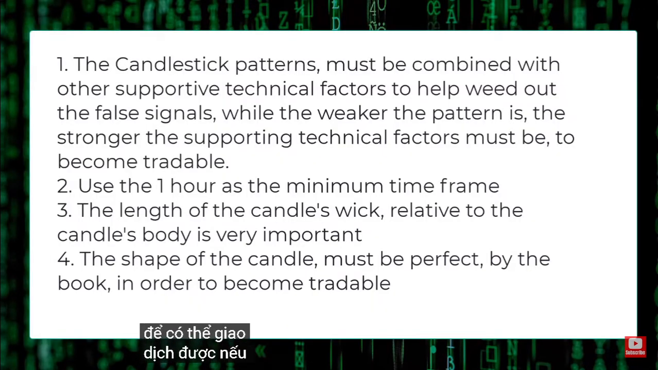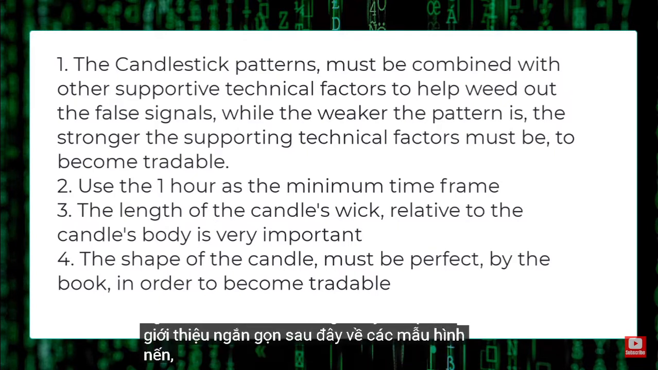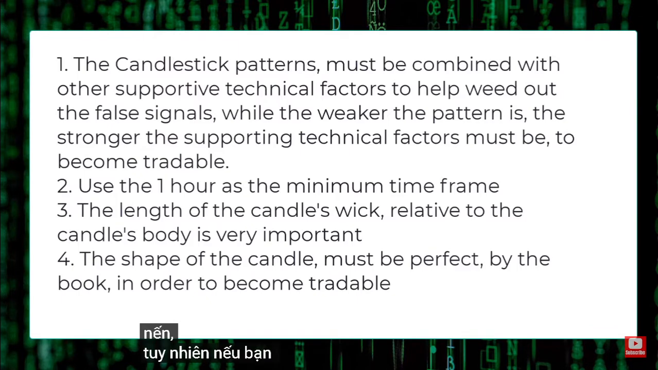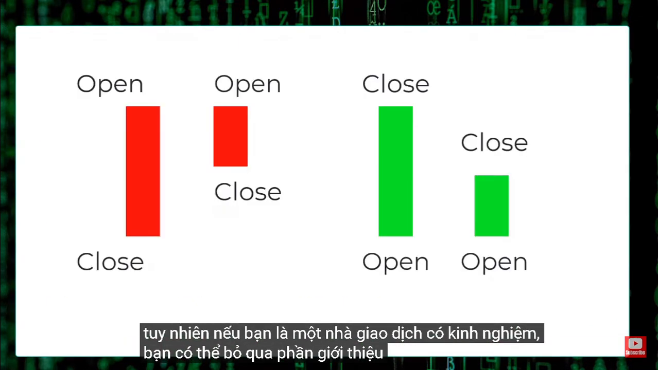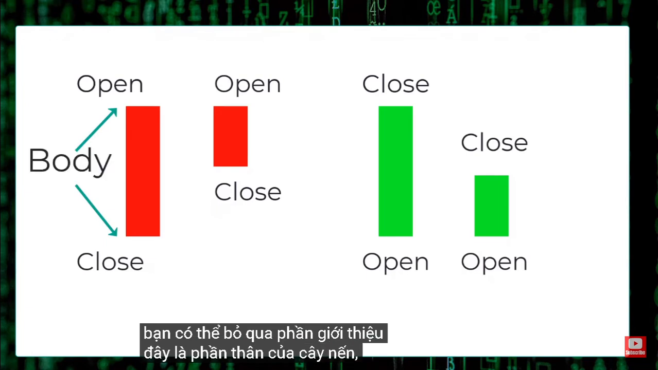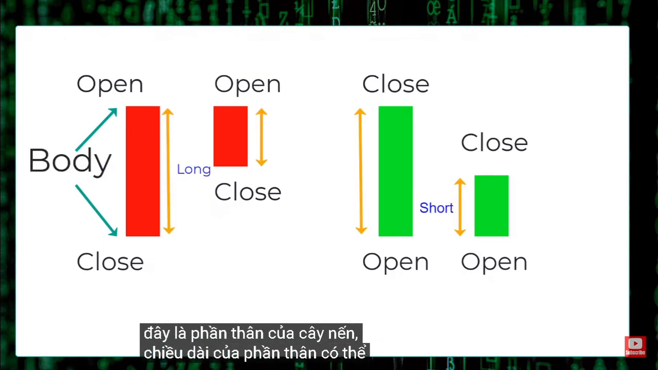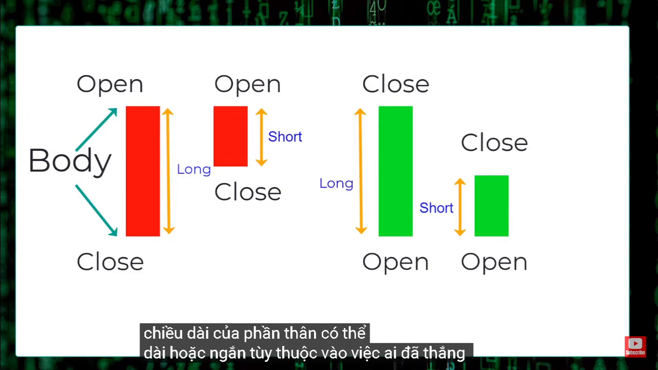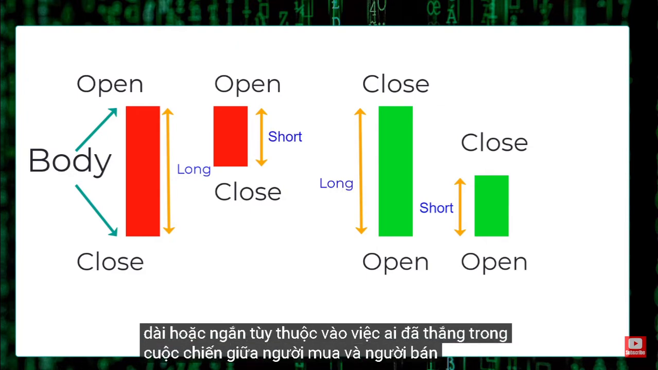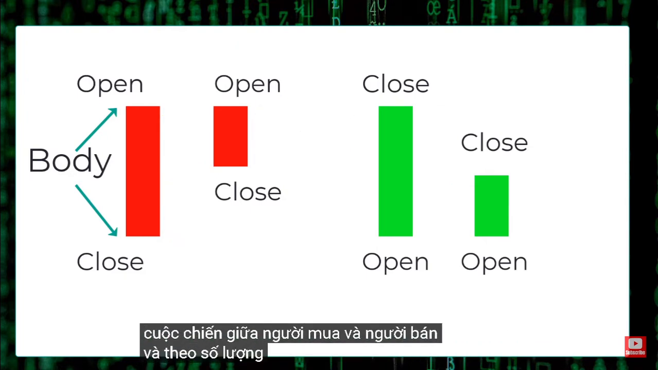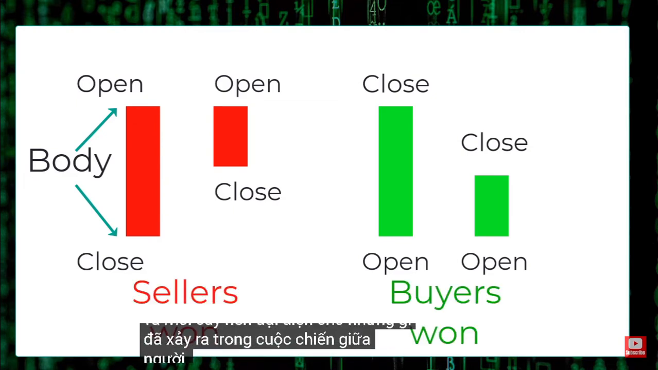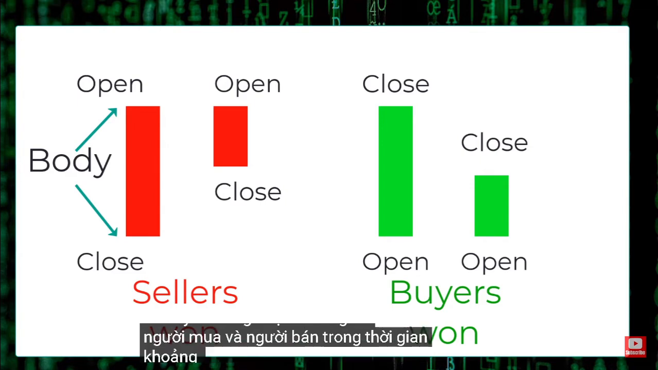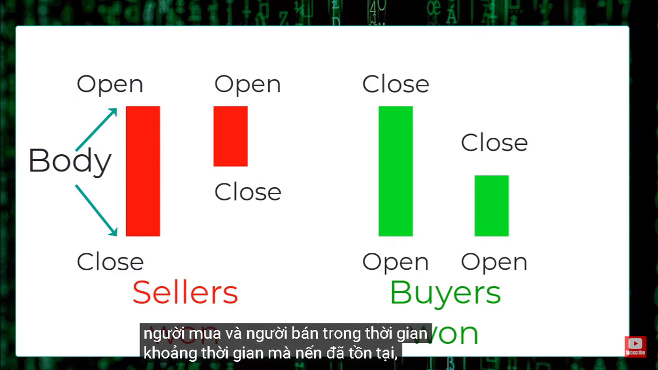With that being said, if you are a beginner, please pay attention to the following brief introduction to candlesticks. However, if you are an experienced trader, you can skip the introduction. This is the candle's body. The length of the body can be either long or short, depending on who won the fight between the buyers and the sellers, and by how much. And every candle represents what happened during the fight between the buyers and the sellers, during the time period which the candle has lasted for.